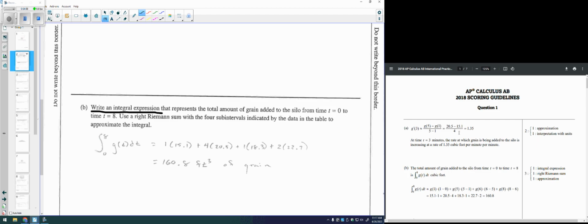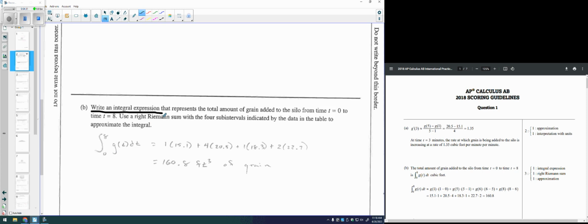Notice on my scoring guidelines, 1 point for the integral expression. If you don't have that, you lose that point. Even if you did the Riemann sum correctly, you had to write the integral expression. You could have gotten 2 points for the Riemann sum and a correct Riemann sum, but you could not have gotten this point for the integral.